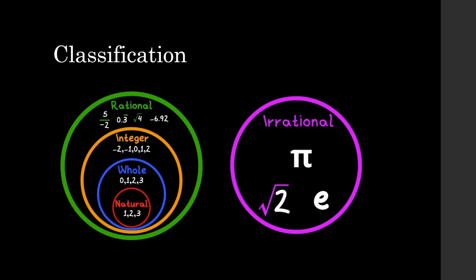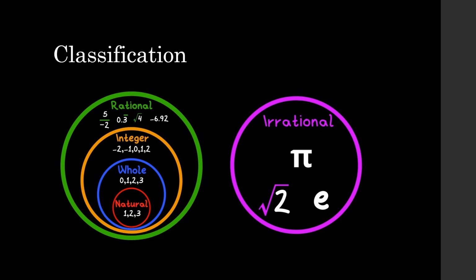So basically in rational numbers we have the categories of integers, whole numbers and natural numbers. So we can say that integer, whole number and natural numbers are a subset of rational numbers. So rational number is one set, and in that set we have included whole numbers, natural numbers and integers.